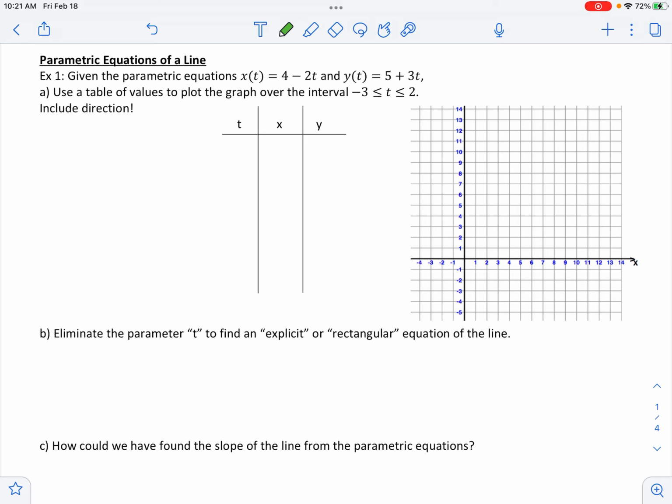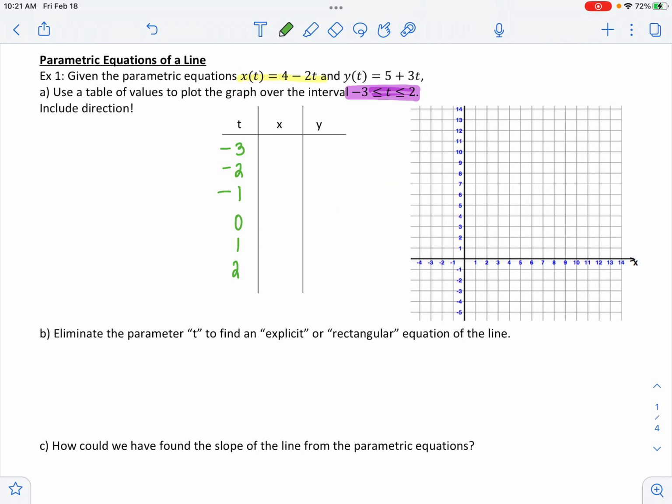All right, so first thing we're going to do is take these t values and put them in our table, and that's -3 to 2, including -3. I'm just going to use the integers instead of decimals. You could use decimals, but I'm not going to. So -3, -2, -1, 0, 1, and 2. Now we're going to plug each of these t values into each of these given equations. So to get my x values, I'll plug them into this equation.